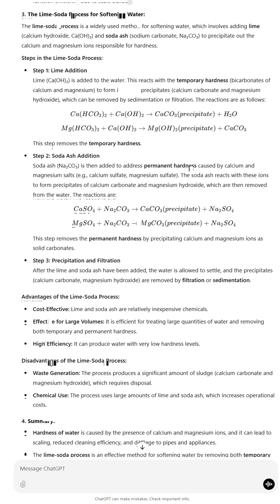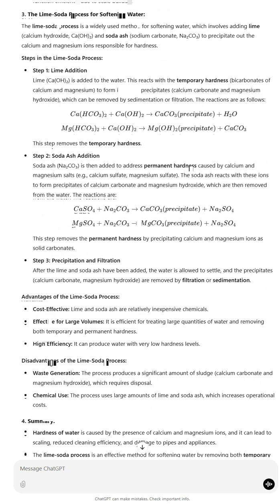Step 3. Precipitation and filtration. After the lime and soda ash have been added, the water is allowed to settle and the precipitates, calcium carbonate, magnesium hydroxide, are removed by filtration or sedimentation. Advantages of the lime soda process. Cost-effective. Lime and soda ash are relatively inexpensive chemicals, effective for large volumes. It is efficient for treating large quantities of water and removing both temporary and permanent hardness. High efficiency. It can produce water with very low hardness levels.